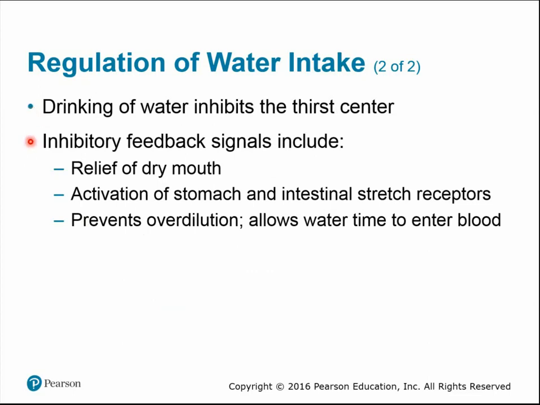So drinking water sends those inhibitory feedback signals by relieving dry mouth, also activating the stretch receptors in the stomach and the intestines. This is also going to help to prevent overdilution. So we give the water enough time to enter the blood, so we don't just keep drinking and drinking until it enters the blood. Once the stomach detects water has entered and stretches a little bit, that's going to tell the brain that we've taken in water, so we can stop sending out those thirst signals.